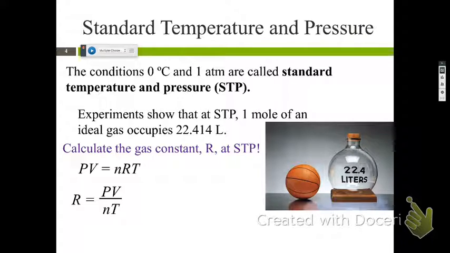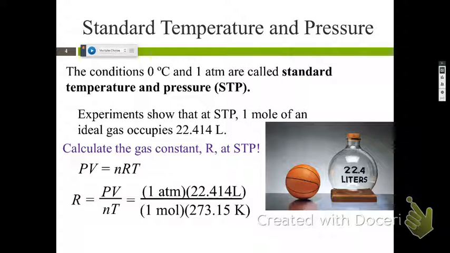All right, so what is our pressure? 1 atmosphere. What's our volume we're going to use in this case? We're talking about 1 mole of gas, which is an easy one to start with. So 22.414 liters. What's our n? 1 mole. Temperature? 0 degrees Celsius. All right. So if we put all of those things in, that's where this gas constant comes from.